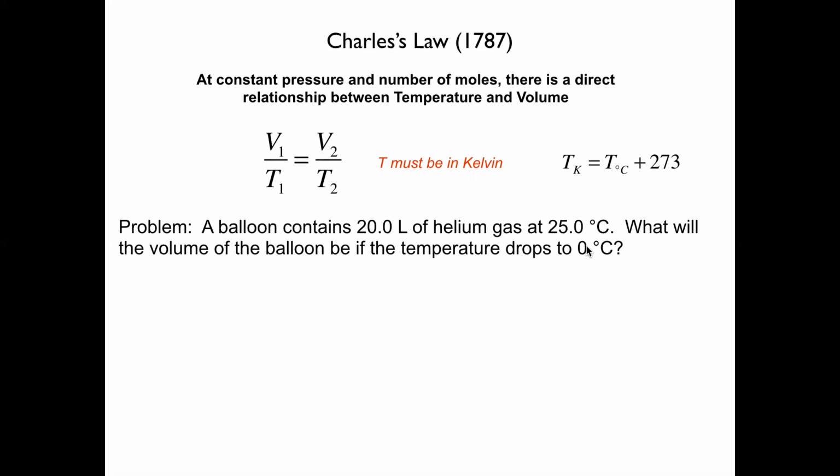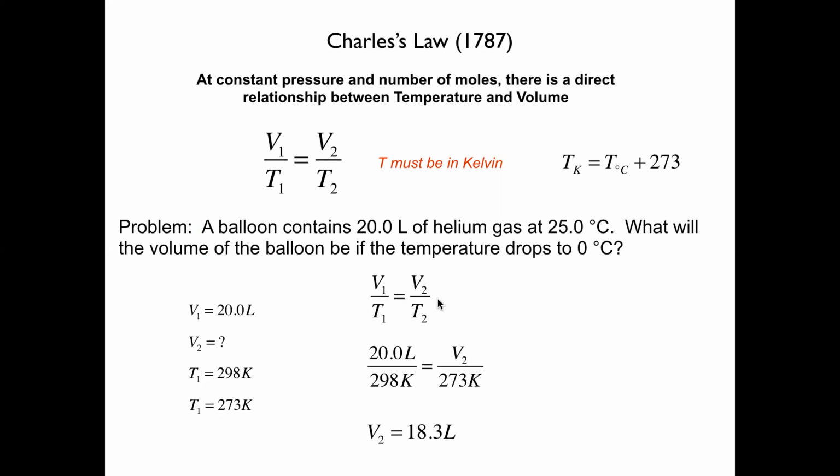And this is a good problem to really indicate that we have to go to Kelvin, because you can see one of our temperatures is 0 degrees. And if that's T2, we can't have T2 on the bottom of a fraction being 0. All right, so we have to convert this to Kelvin. And we can go ahead and do this. V1 is 20 liters, T1 is 298, T2 is 273. What is that final volume? And we can see the final volume in this case ends up being 18.3 liters.